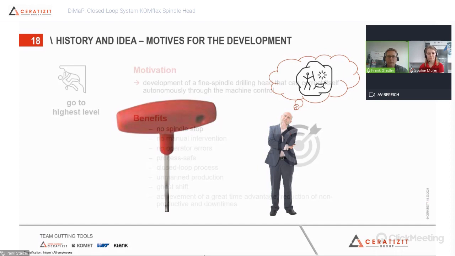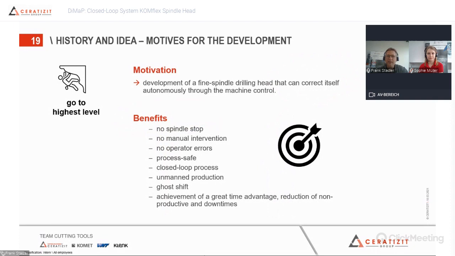This was the motivation to develop a fine spindle drilling head that can correct itself autonomously via the machine control. No spindle stop, no manual intervention, and no operator errors. Process safe, closed process, unmanned production, a ghost shift. Achieve a major time advantage by reducing non-productive time and downtime.